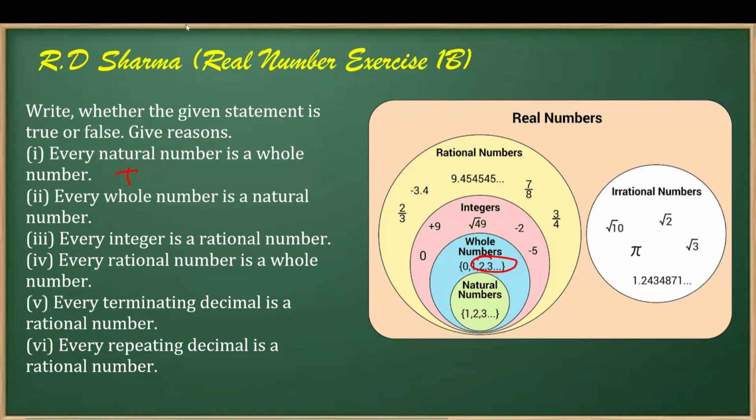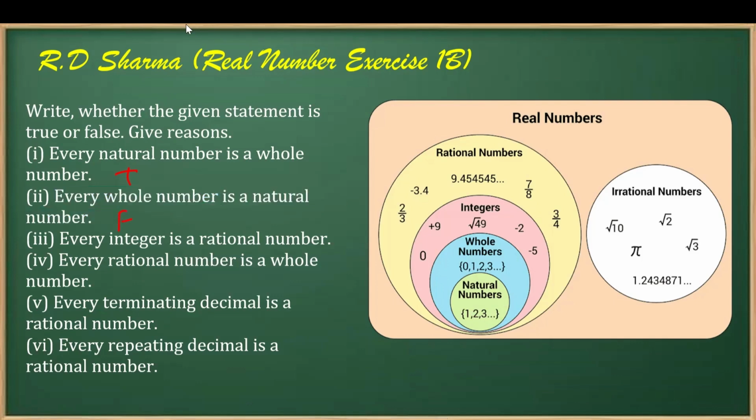That's true. And the next, the second part, says every whole number is a natural number. That's not true. As you can see, 0 is a whole number, but it is not a natural number. So we'll say this is a false statement.